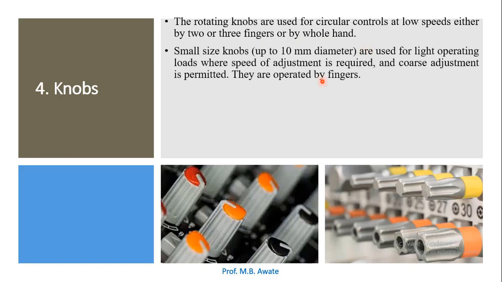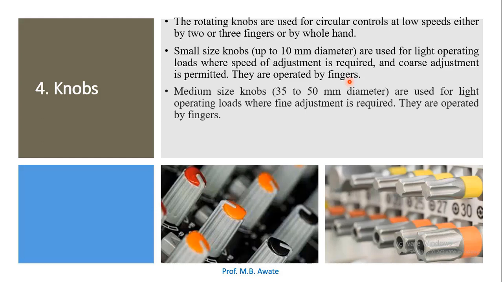Small size knobs, which have a diameter up to 10 mm, are used for light duty applications where speed of adjustment is required and coarse adjustment is permitted. Whenever we don't want a fine adjustment, we will be using the small size knobs, and obviously we operate them by means of fingers only because they have a smaller size.